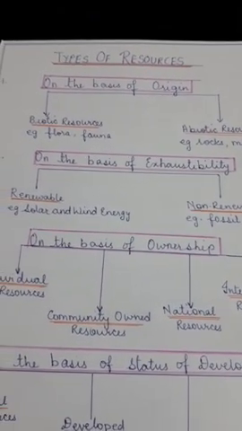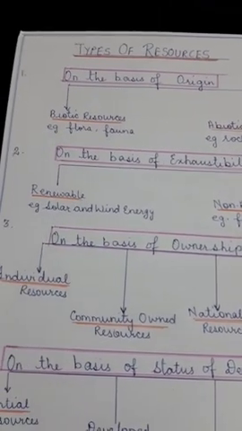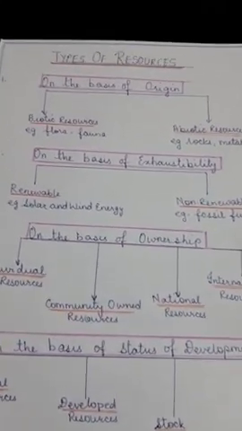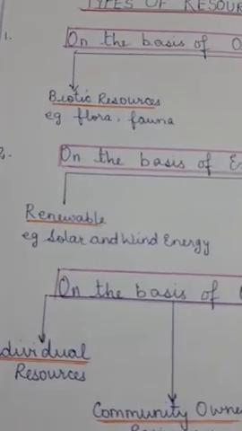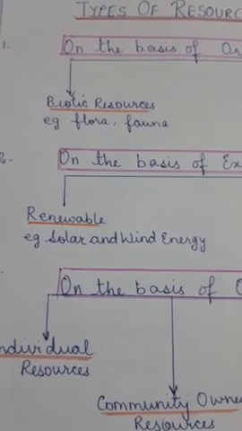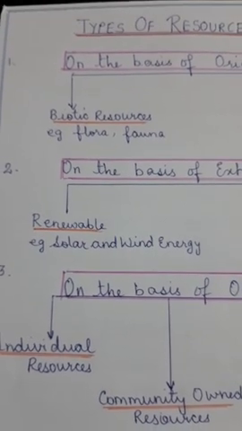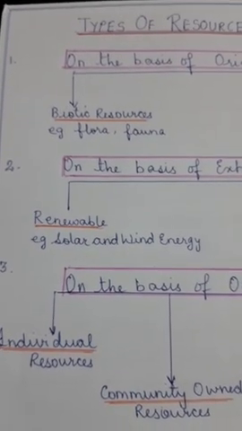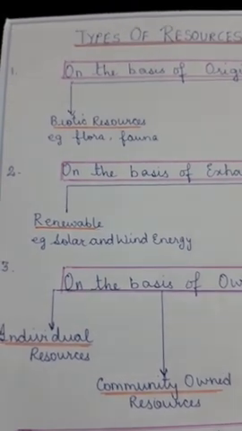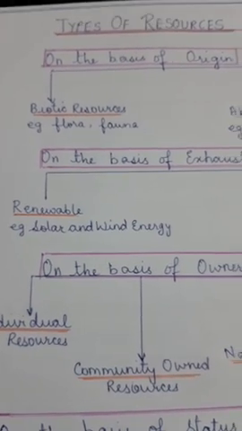Now the second type, on the basis of exhaustibility, they are renewable resources and non-renewable resources. Renewable resources are those resources which can be renewed within a short period of time. They can be replenished. We call them replenishable resources also. The examples are solar energy and wind energy. They don't get exhausted on use.